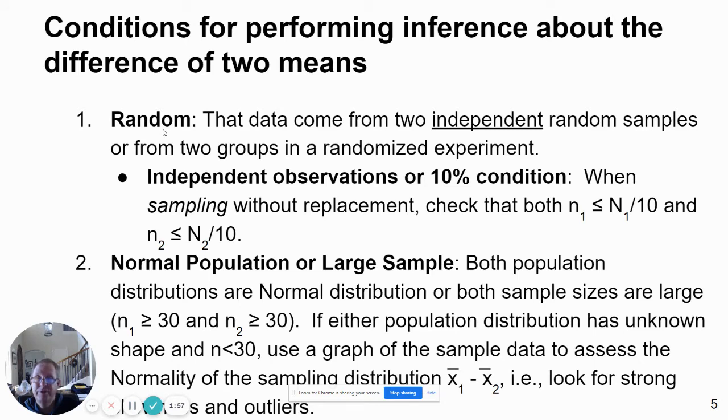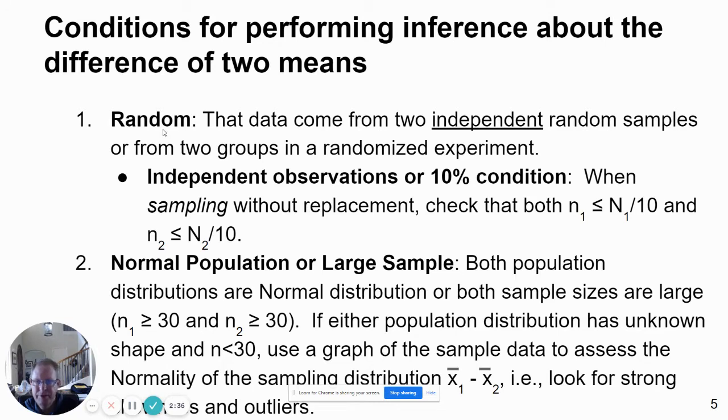Then we have to check the conditions. Now, fortunately, the conditions are the same for both a confidence interval and a t-test. The first condition is that the data come from two independent random samples or from two groups in a randomized experiment. If you're dealing with two samples, in this unit, you have to explicitly state that these samples are independent. That's a new requirement for this chapter. The next condition, independent observations or 10% condition. When sampling without replacement, you need to check that both samples satisfy the 10% condition.